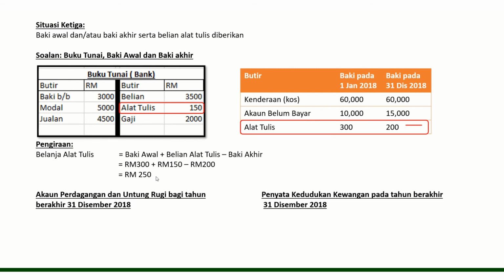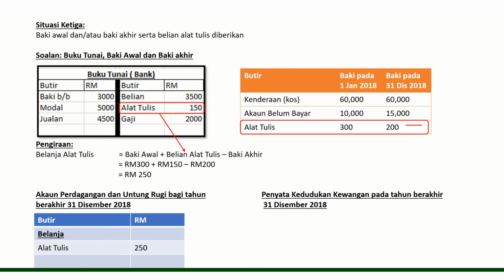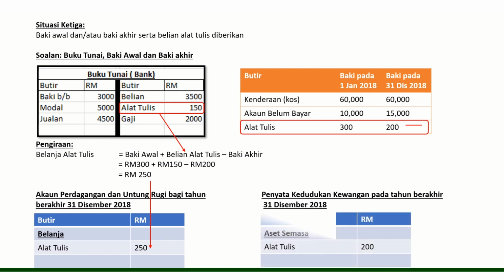And this is what you'd categorize as belanja alat tulis. And where will that go? This 250, it will go to Apur as belanja. So you write as alat tulis and you write 250. What would you put in your PKK? It is the baki akhir. Inventory alat tulis yang belum habis digunakan akan dimasukkan sebagai alat tulis di bawah aset semasa in PKK.